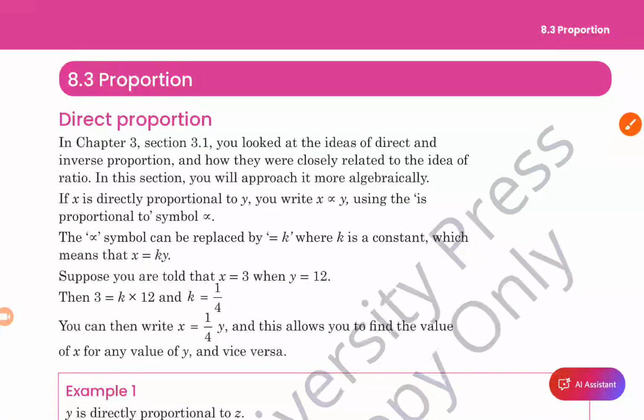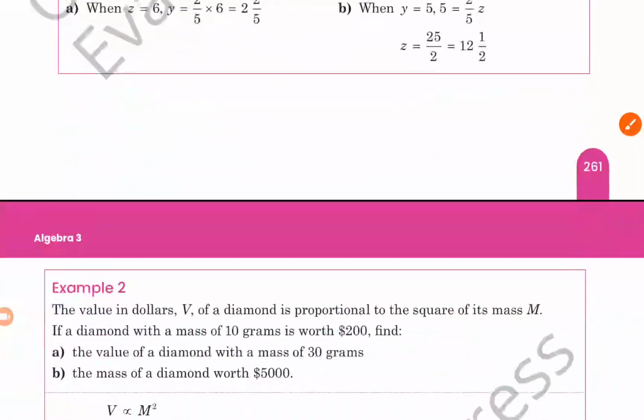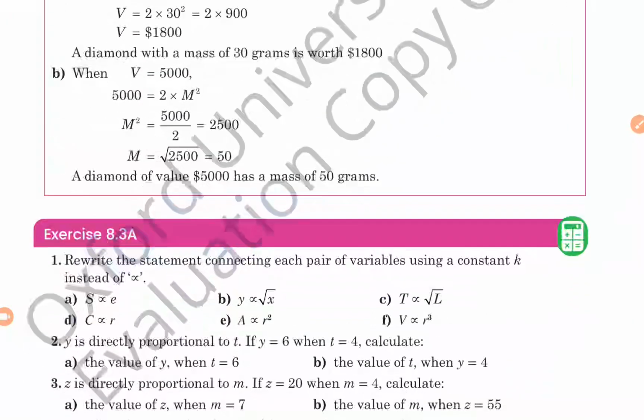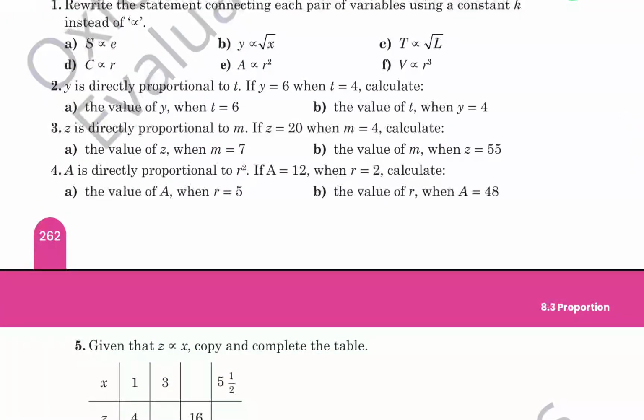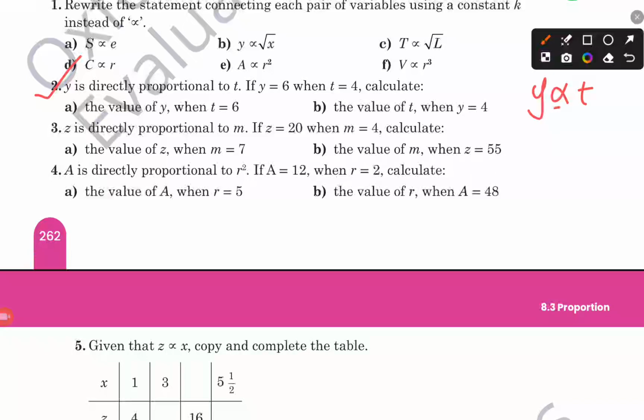Now come to a question. For example, if we do 8.3a, question number 2: y is directly proportional to t. This is the sign of proportion. When we convert this sign of proportion into equals, we need to introduce the proportionality constant k here, and t will remain in its own place.